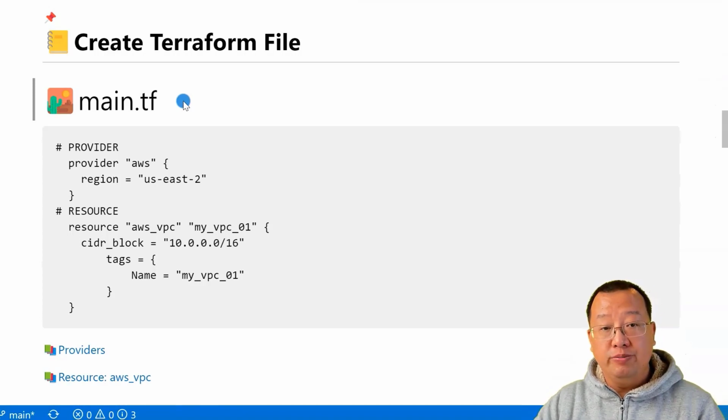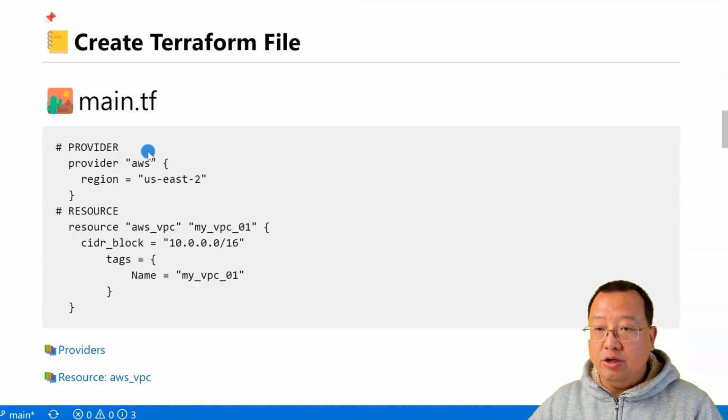The Terraform code below is used to define infrastructure resources on AWS. Here is the code broken down. The first section is called providers. In this case, we are using the AWS provider to define resources on AWS. The region parameter specifies that the resources will be created in US East 2 region of AWS.